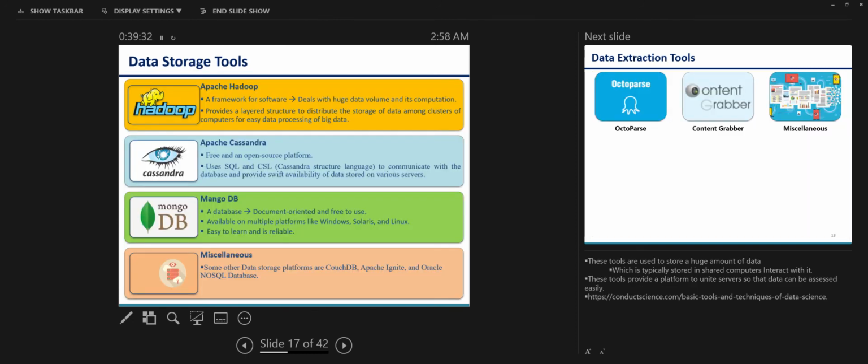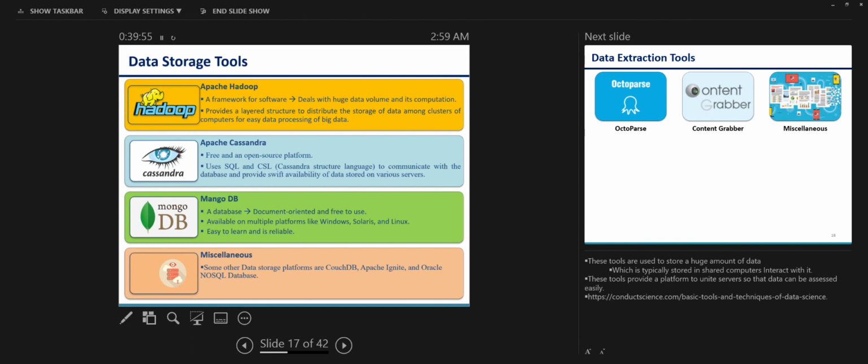Then second, we have storage tools. We have Hadoop. Apache Hadoop provides a software framework that deals with huge data volume and computation. It provides a layered structure to distribute the storage of data among clusters of computers for processing big data.